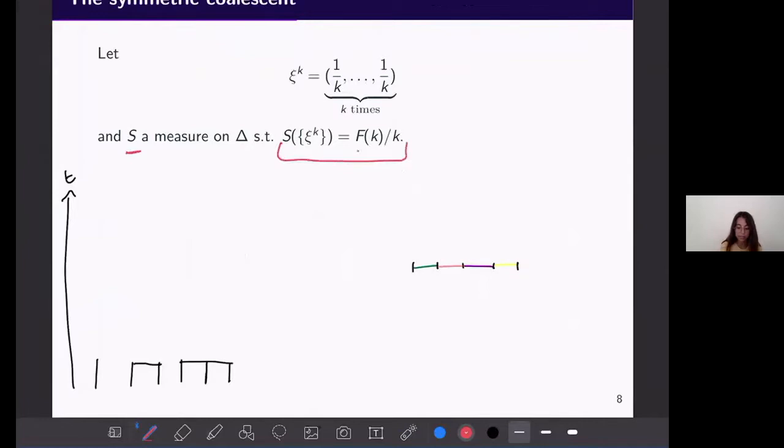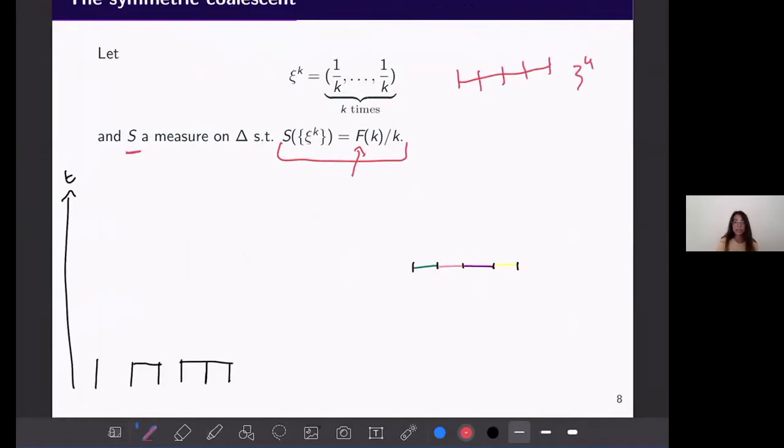This F is the same F that we use to choose the population size at a bottleneck in our Wright-Fisher model, and these psi_k are partitions of [0,1] into k subintervals of the same size. So this would be psi_4.